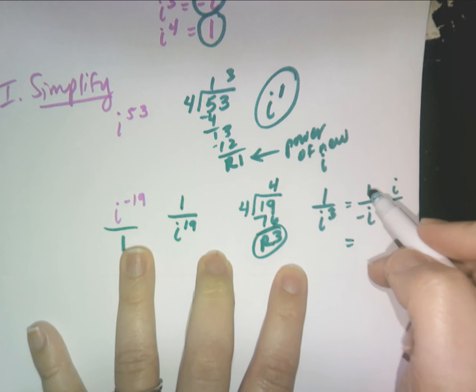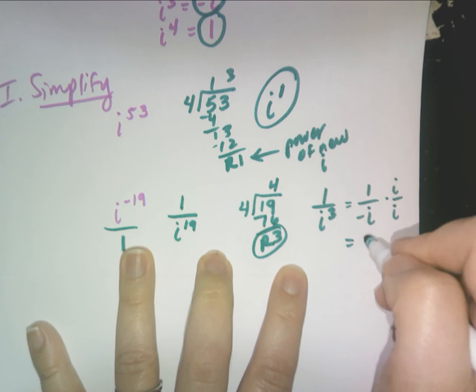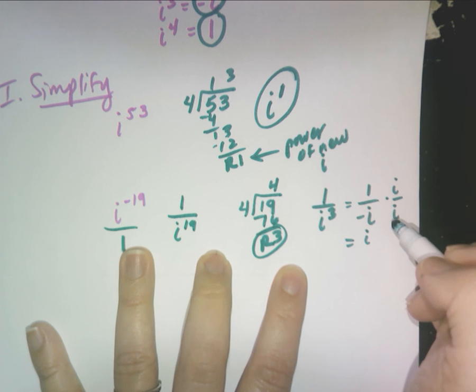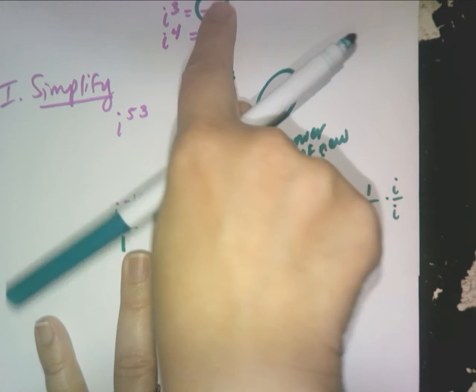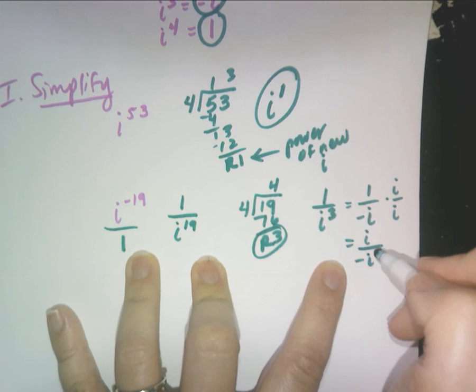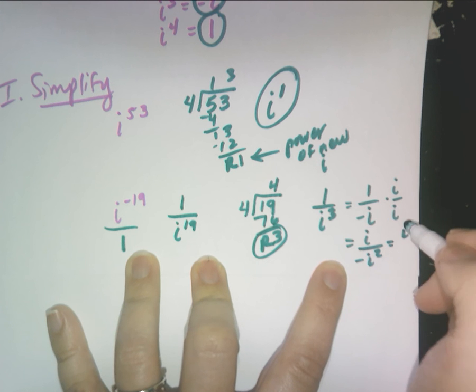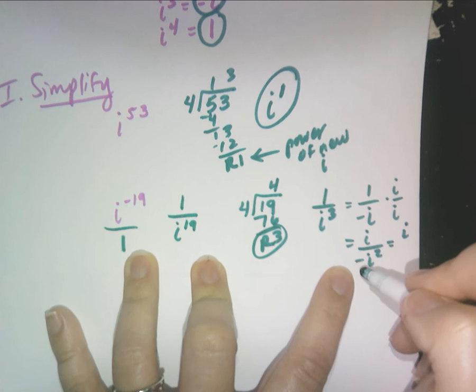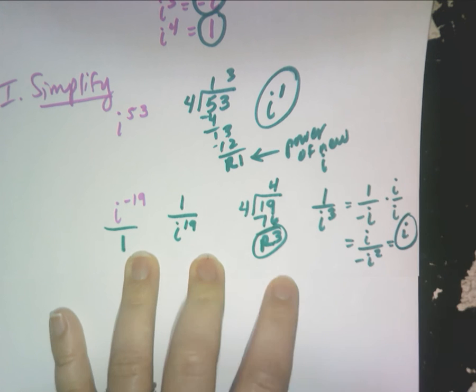So what's 1 times i? i. What's i times i? i squared. And what is i squared? Negative 1. So really the bottom would be negative i squared, which is negative 1 times negative, so the answer is i. That's the answer.